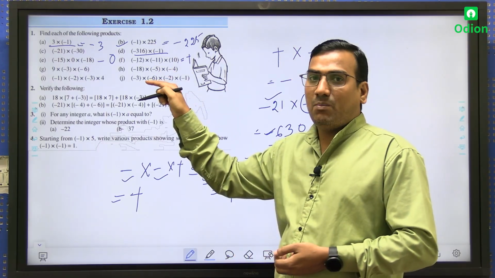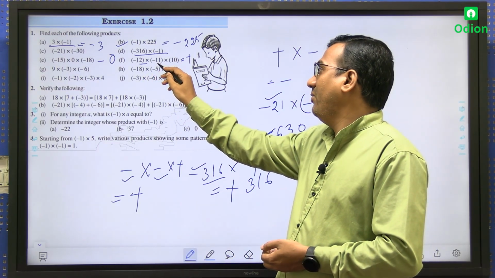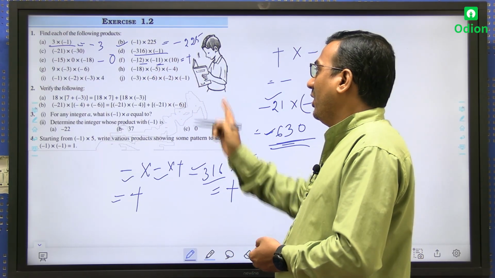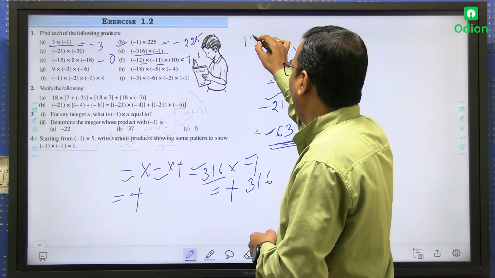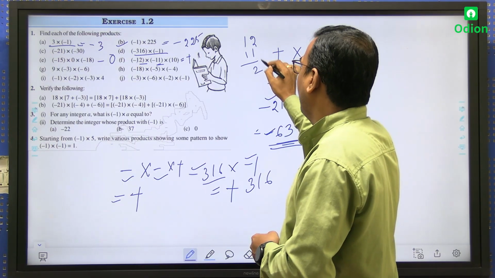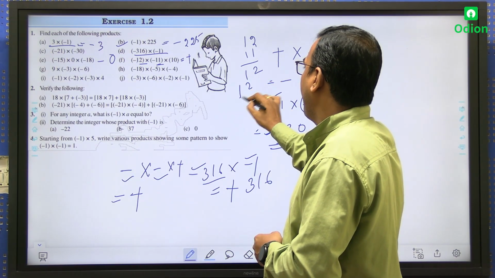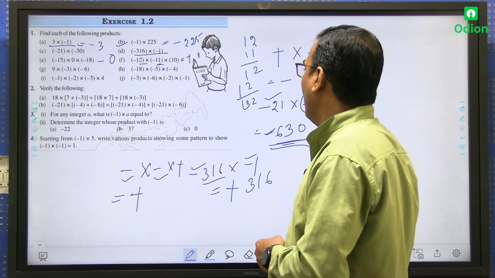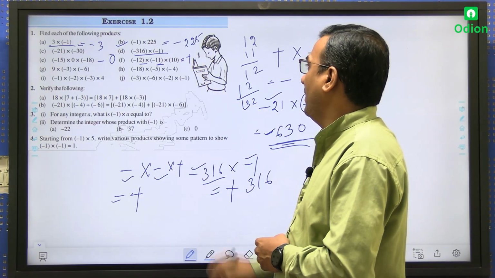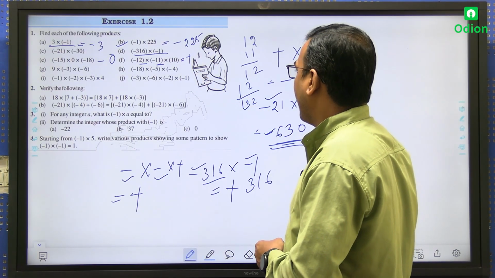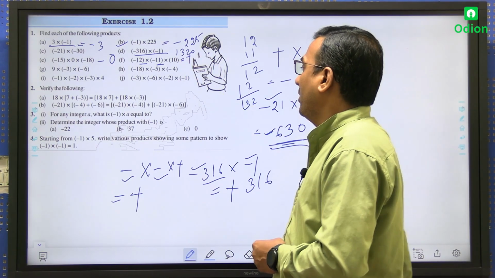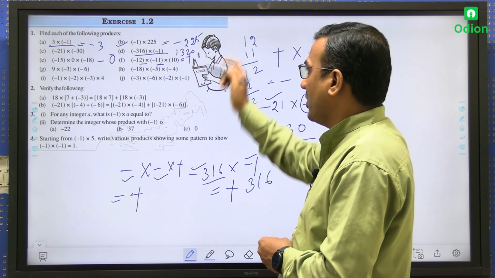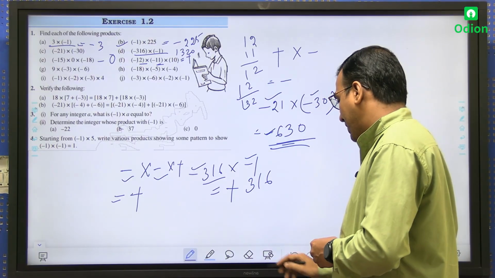Then you have to just multiply the figures. 12 into 11 into 10. If we multiply 12 with 11, what will come? 12 into 11, 132. If we multiply 132 with 10, what answer will come? 1320. Answer is 1320. Then go for next.